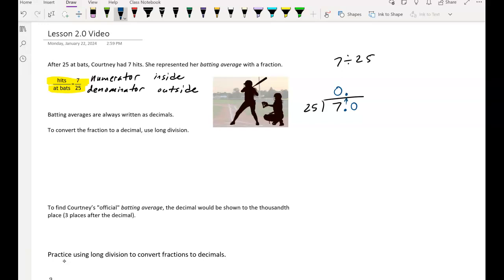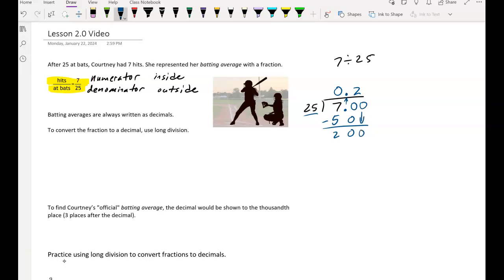And then now we will take a look at how many times will 25 go into 70. Okay? How many times will 25 go into 70? Well, that's 2 times. 25 multiplied by 2 is 50. And then our long division process tells us that we're going to subtract 70 minus 50, and that is going to be 20. Now, we have a remainder, so that means we have to bring down another 0. So we add a 0, and we bring it down.